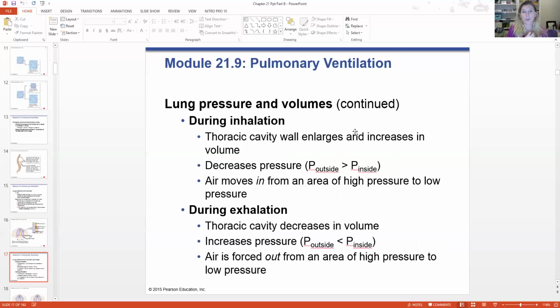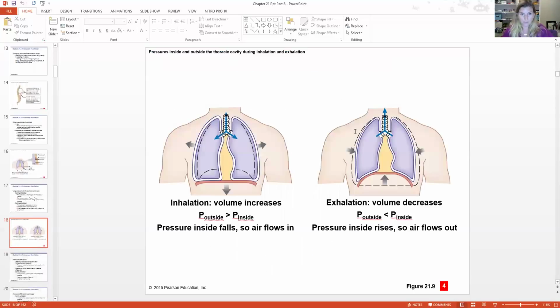So in terms of lung pressure and lung volume, I already alluded to this, it just wasn't on the slide. During inhalation, that thoracic cavity is going to increase in volume, therefore decrease in pressure. So the air is going to move in from the area of higher pressure, which is in the atmosphere, to the area of lower pressure. During exhalation, our thoracic cavity is going to decrease in volume, therefore increase in pressure, pushing the air back out into the atmosphere. So here you see our lungs expanding and our lungs decreasing in size, allowing for that change in pressure. The change in pressure is going to allow for the movement of air into and out of the body.